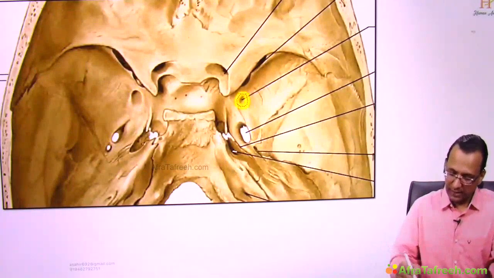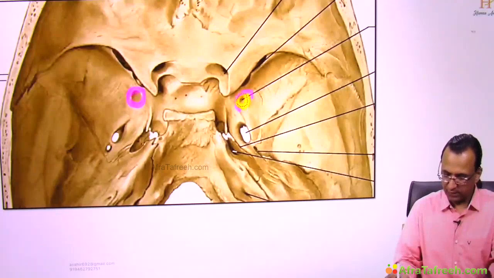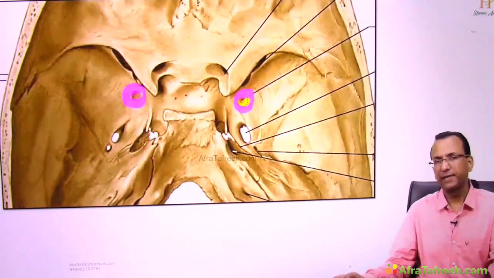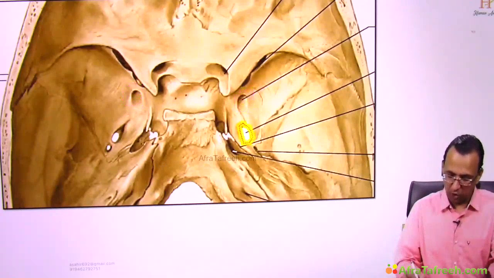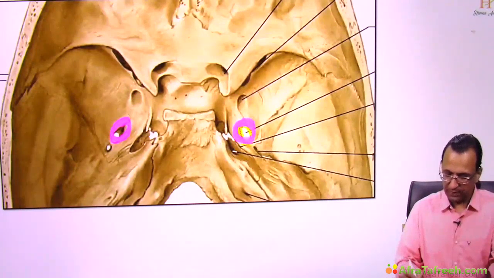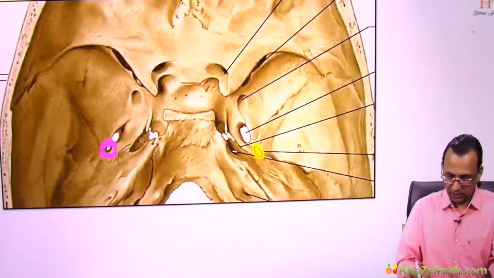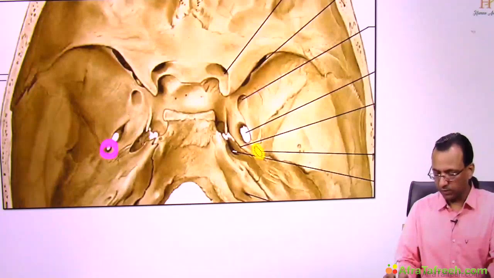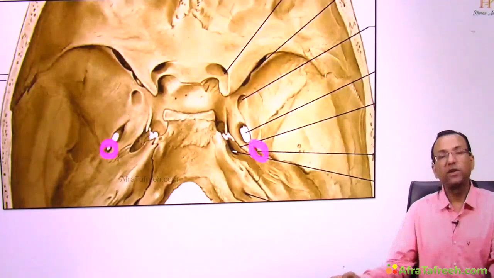You see, this is the foramen rotundum. So that is the foramen rotundum in the greater wing of sphenoid. And what is this? Foramen ovale. So that is the foramen ovale. What is behind that? Behind that is this foramen spinosum. So that is the foramen spinosum, in the greater wing of sphenoid.